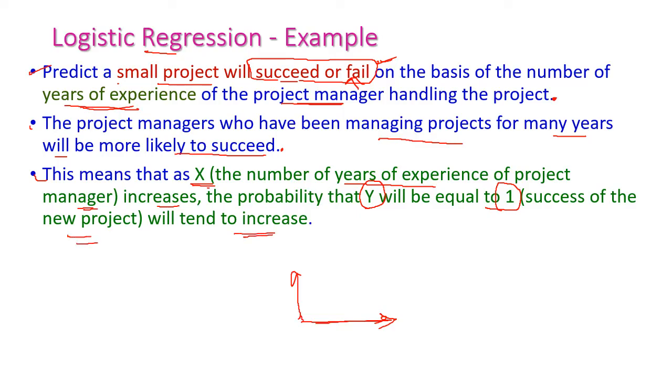So in this x-axis we have the experience of the project manager, years of experience, for example 0 to 60 years. Next, in the y-axis the value should be 0 to 1, isn't it? So 0 and 1. If the y value reaches 1, it means the project succeeded. If it reaches 0, it means the project failed. That exactly depends on the experience of the project manager.